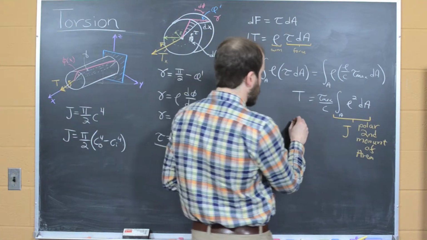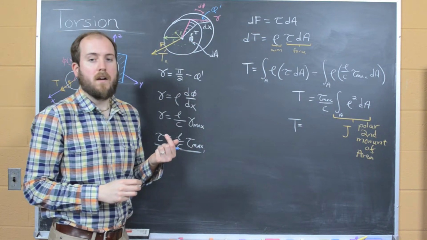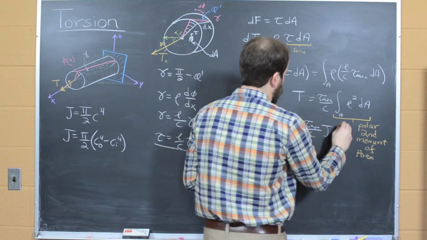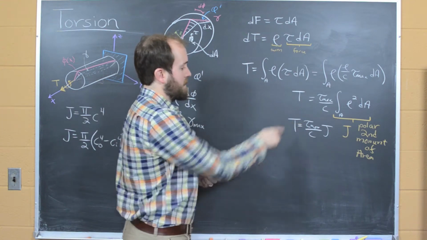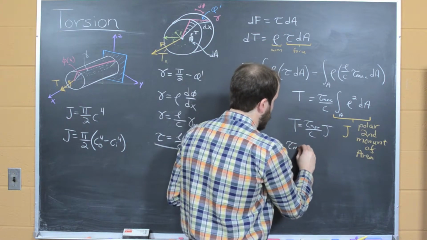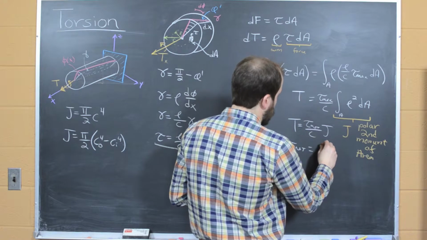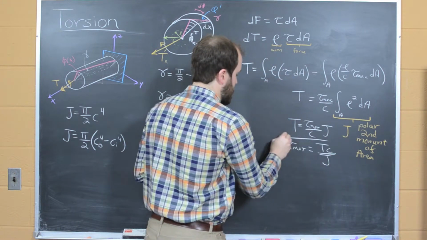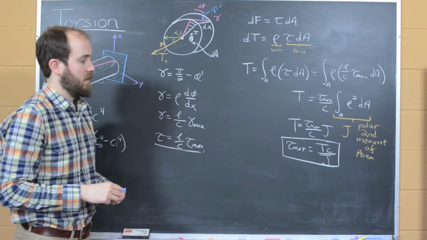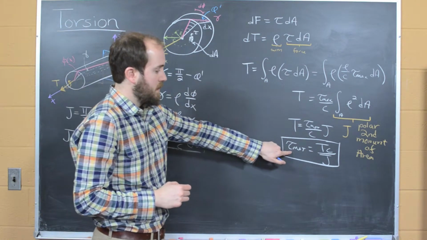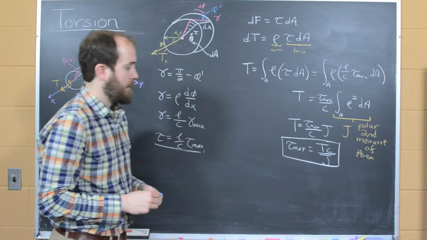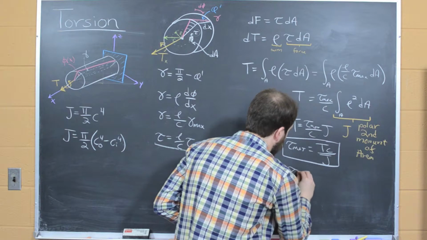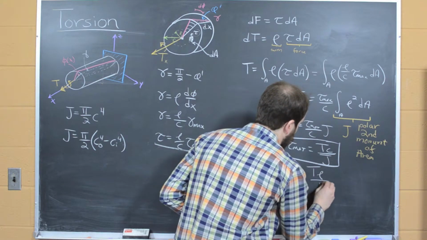Now we can write that our torque is just simply our tau max over c times J. And now it would be more useful to, instead of writing this in terms of the torque, write this in terms of the shear stress, such that our maximum shear stress is equal to the torque times our radius over J. So if this is our maximum shear stress, because we're at the outer edge of the cylinder, our shear stress at any point along rho, so just tau at any point along rho, is simply tau is equal to T times rho over J.